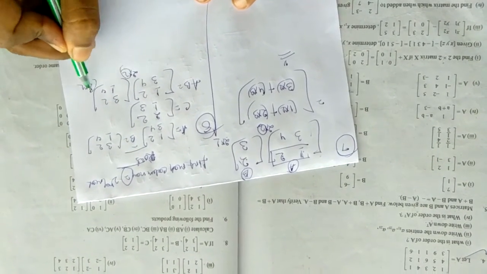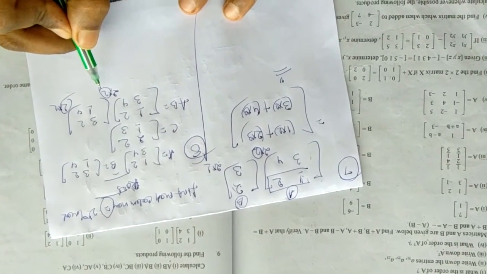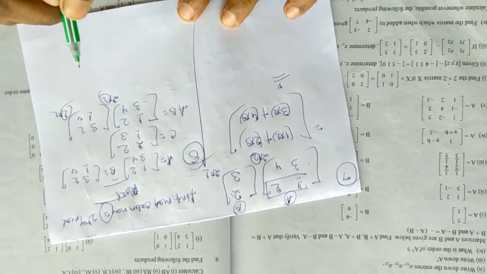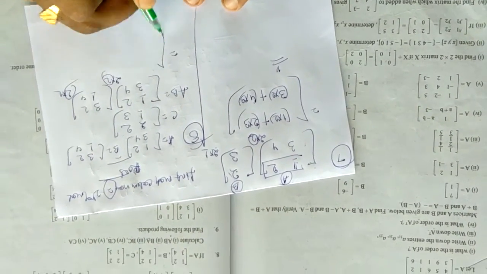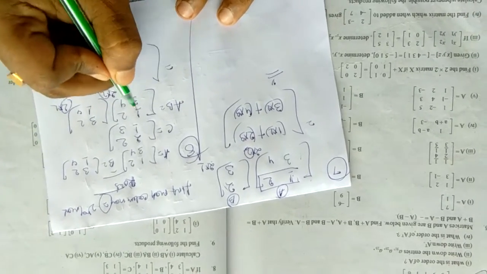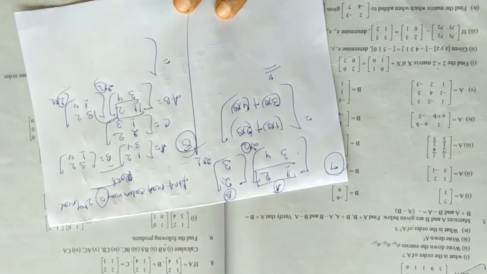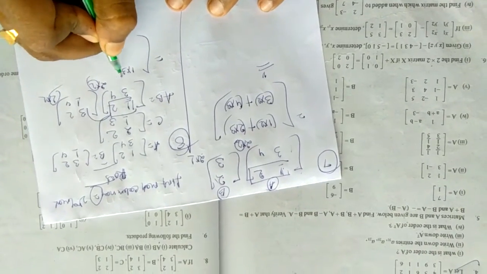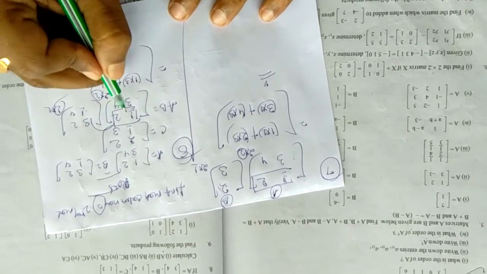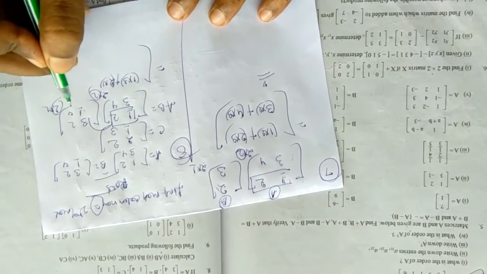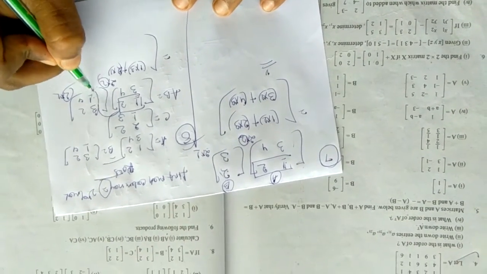So this multiplication is possible due to the first condition: the first matrix's number of columns is equal to the second matrix's number of rows. So the matrix multiplication will be possible. We multiply the respective elements, row by column, so 1 into 3 plus 2 into 1. Then the second row is multiplied, continuing the process till the end of the second matrix's columns. The first column will be completed.